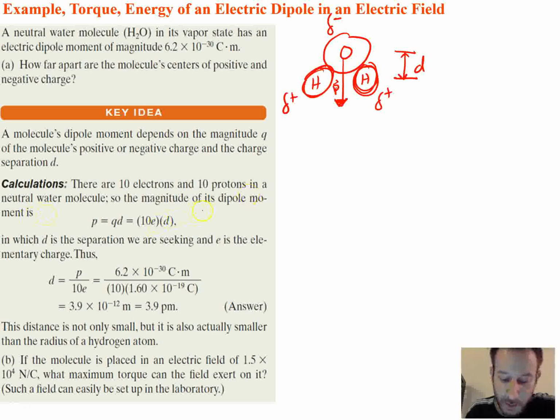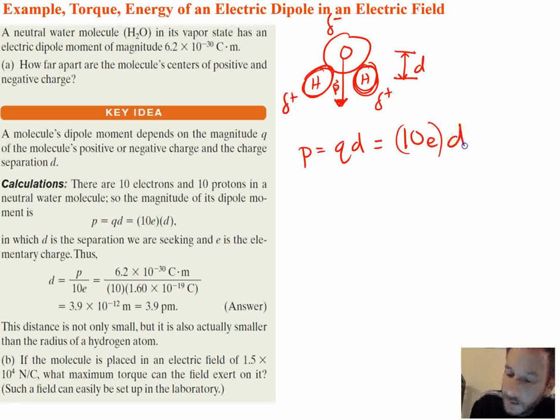So the magnitude of its dipole moment is just going to be Q times D. That's going to be 10 times E, because that's the charge of 10 electrons or 10 protons, and then some distance D separation away. Okay, so if I want to solve for D, it's going to be equal to our dipole moment divided by 10E.